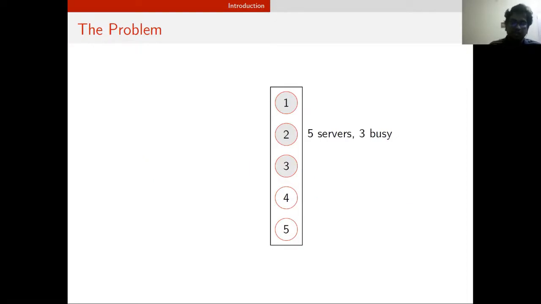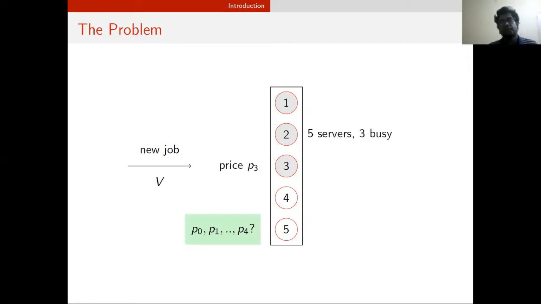Now, any new customer that comes in at this point will be asked a price which is proportional to the current number of busy servers, which is 3. So the system evolves in time like this. Now, the question from the point of view of the server farm is how to choose these prices, P0, P1, etc., so as to maximize the revenue.